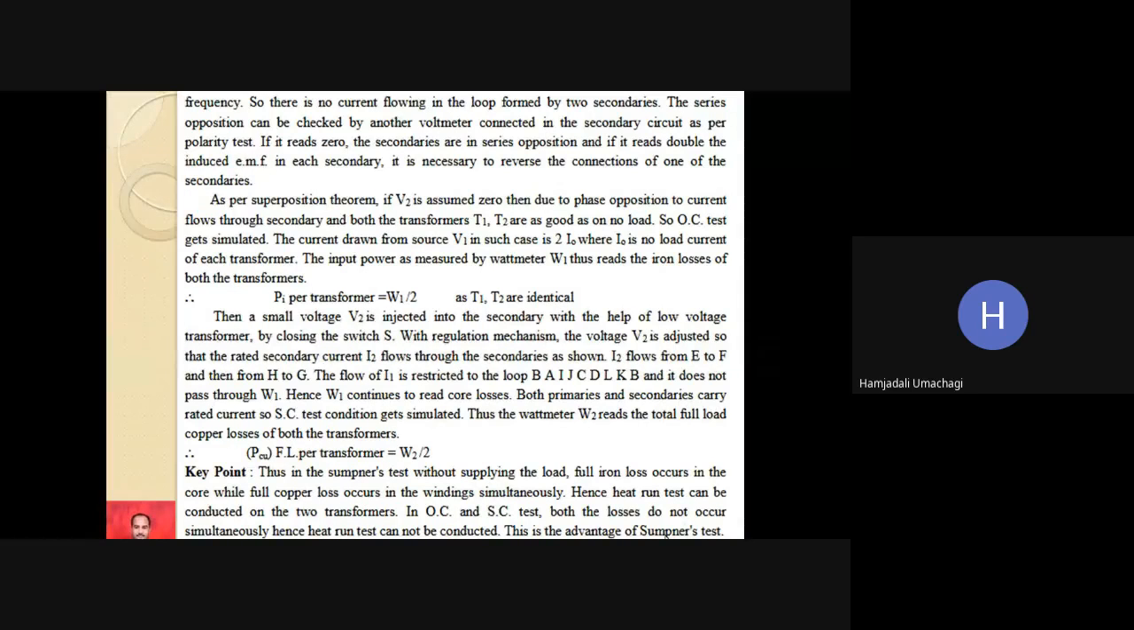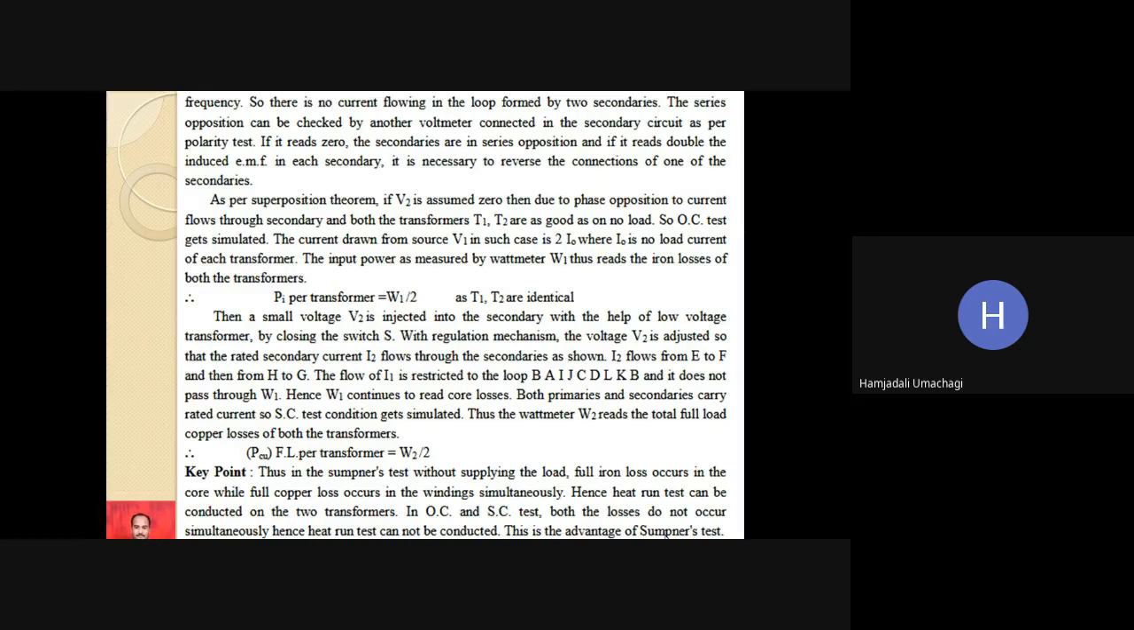So here both OC and SC test we are conducting simultaneously, and that too one transformer will act as a load onto the other. Because of that, we call it the back-to-back test. Because of the loading condition, heat run test is possible. Because of the heat run test, we are getting accurate results of efficiency and regulation, and that too here open circuit OC and short circuit test SC will be conducted simultaneously.